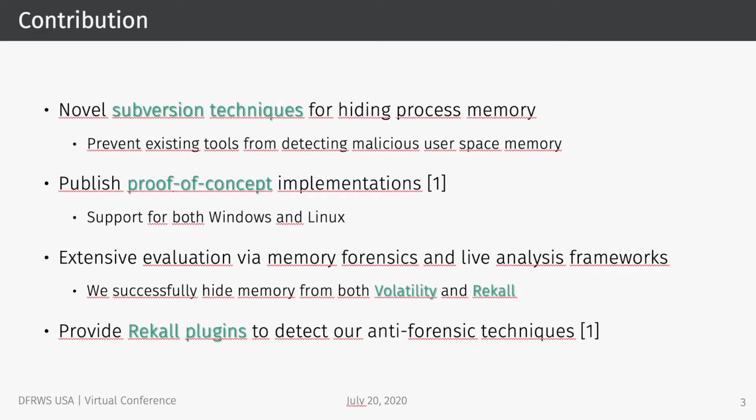To summarize our contribution, we developed 3 novel subversion techniques for hiding process memory from memory forensic and live analysis tools. And to prove practicability, we provide proof-of-concept implementations for both Windows and Linux. In addition, we extensively evaluate our approaches and found that both Volatility and Rekall fail to detect these hidden memory ranges. Lastly, we provide several Rekall plugins that are able to detect our anti-forensic techniques.